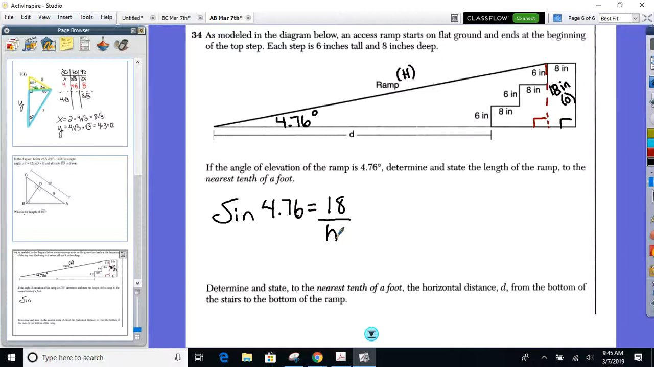All right, that's why I need my calc here. 18 divided by sine of 4.76. Here's what I'm getting out.